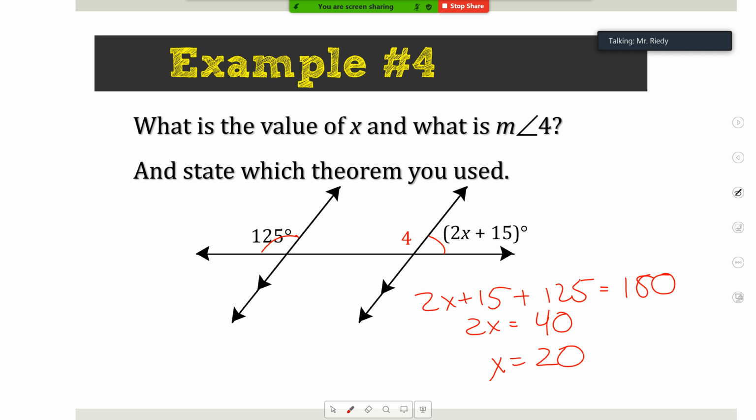All right, Emily, back to you since you started this mess. How am I going to find angle 4 now? Okay, so that would make 2 times 20 is 40 plus 15 is 55 degrees. And therefore? Subtract that from 180. Love it. 180 minus 55 is equal to? Bingo.